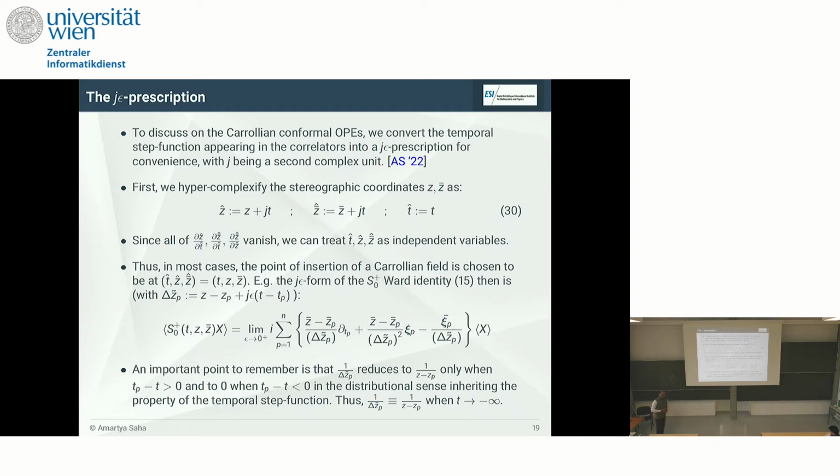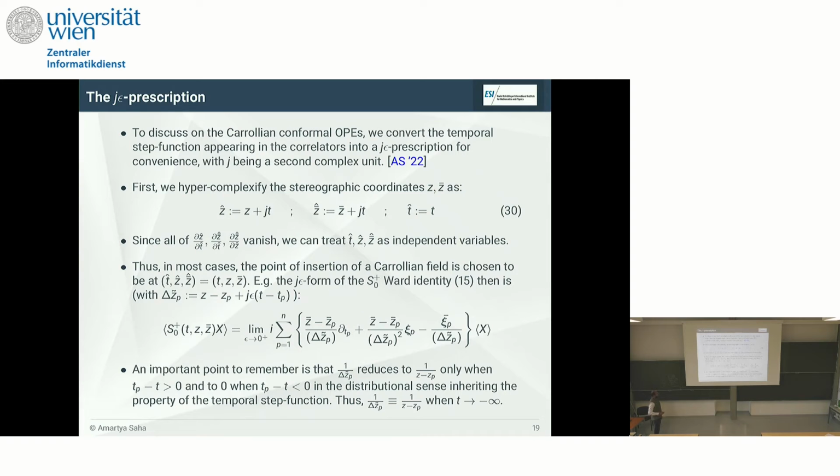The j epsilon prescription is similar to the i epsilon prescription, but since i is already taken inside z, I am writing it as j. So it's a kind of second complex unit. For now, just trust me that this S naught plus correlator can be written like this in the j epsilon form, where the quantity in the denominator is this. Epsilon is infinitesimal, approaching 0 from the positive side.